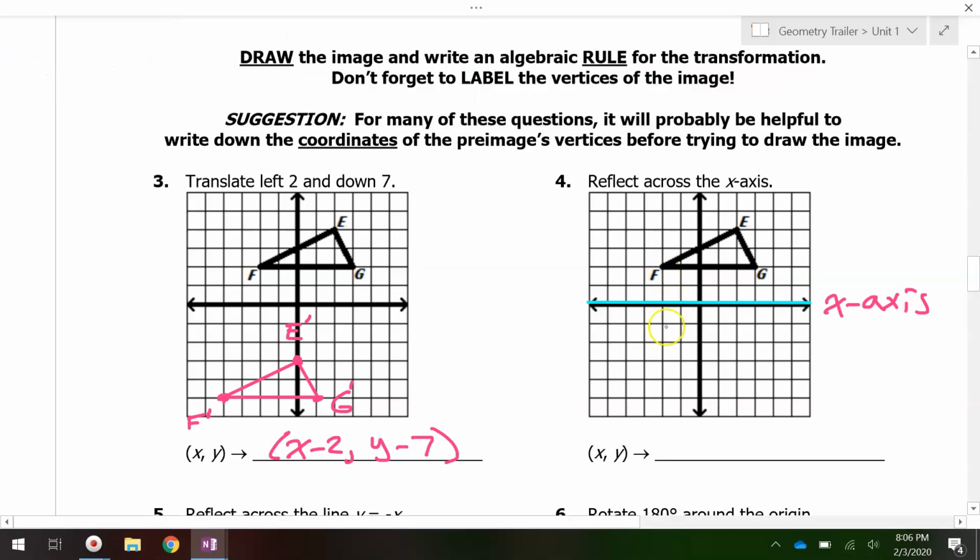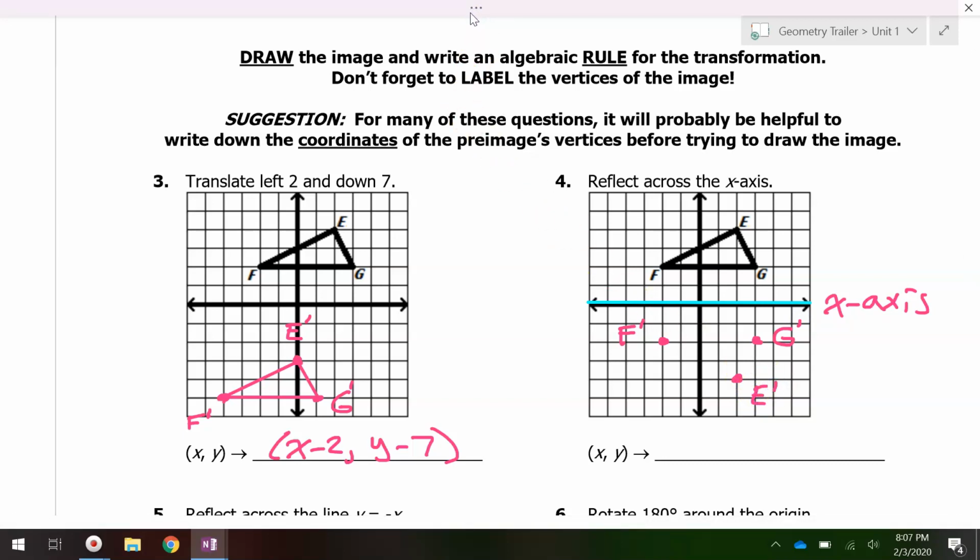So F is 2 above, so F prime will be 2 below. G is 2 above, G prime will be 2 below. E is 4 units above, so E prime will be 4 units below. So here is your reflection over the x-axis, and this is F prime and G prime. Don't forget your labeling. And E prime.